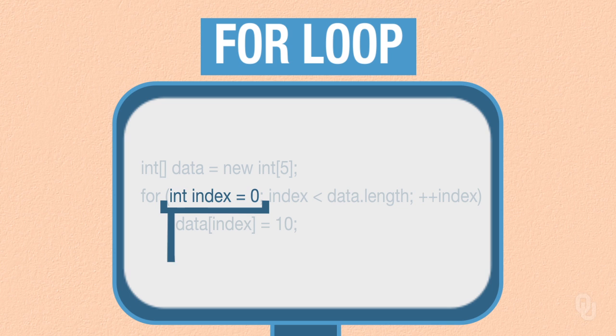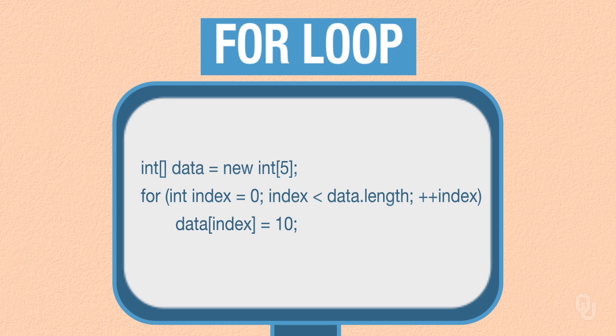The leftmost area is an initialization. This is done just once at the start of the loop. In the loop you're looking at, int index = 0 is the initialization. The variable index is declared just for this loop and cannot be used outside of this one loop.